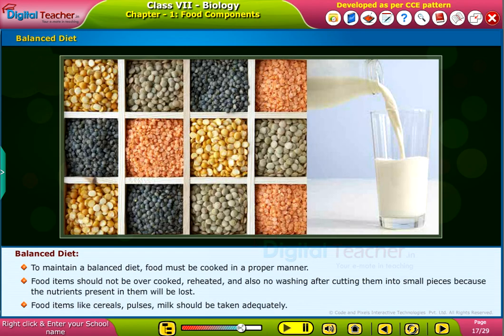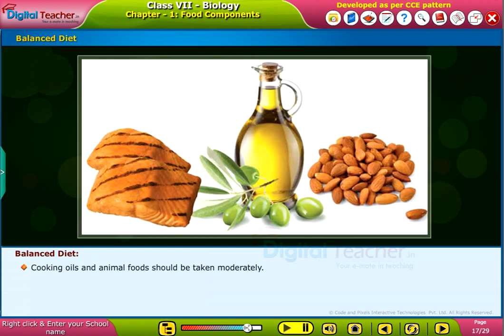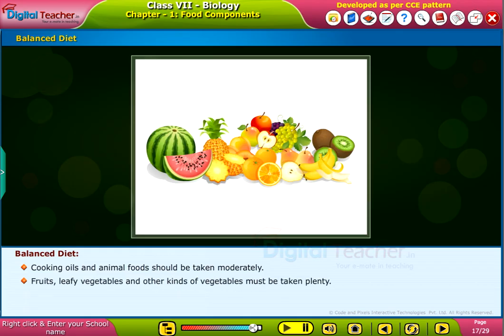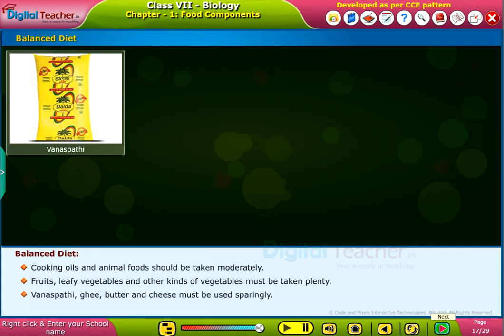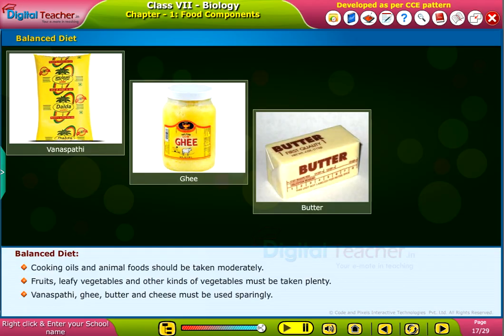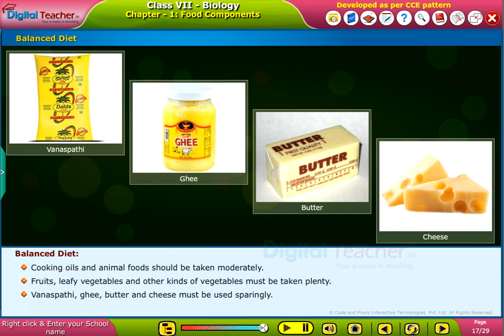Food items like cereals, pulses, milk should be taken adequately. Cooking oils and animal foods should be taken moderately. Fruits, leafy vegetables, and other kinds of vegetables must be taken plenty. Vanaspati, ghee, butter, and cheese must be used sparingly.